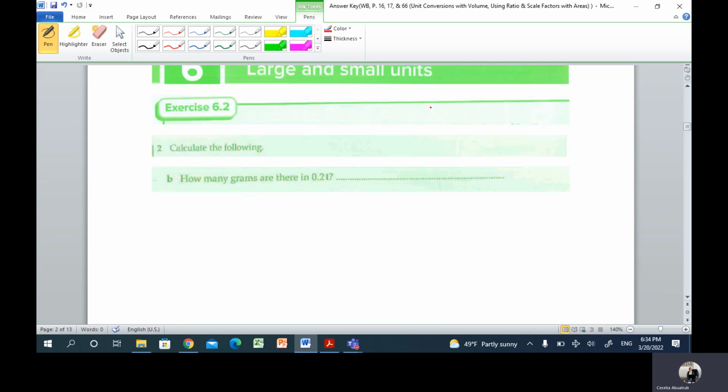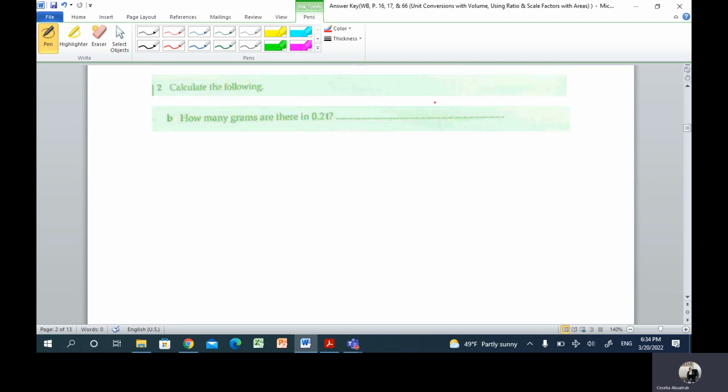Okay, let's move to next. How many grams are there in 0.2 tons? Okay, let's put the facts that we know. I'm going to put the fact in green. We know that every 1 ton is equal to, sorry about that, it's equal to 1,000 kilogram. Perfect. What's given in the question? 0.2 tons. So I must place it underneath the tons is equal to, this is my unknown.